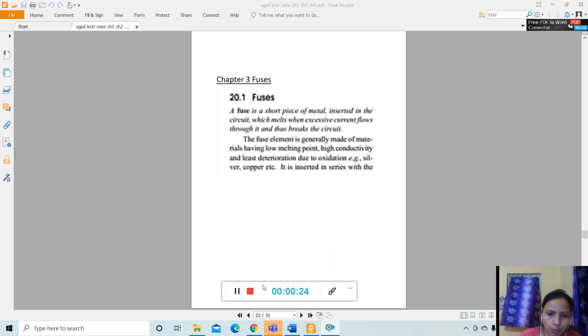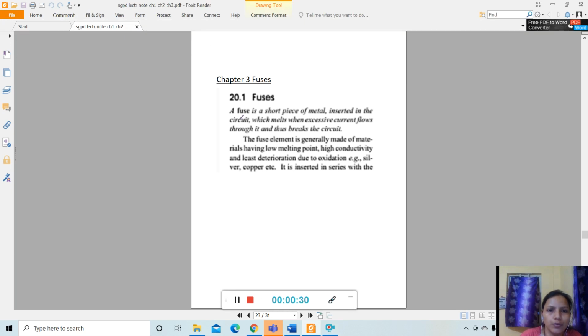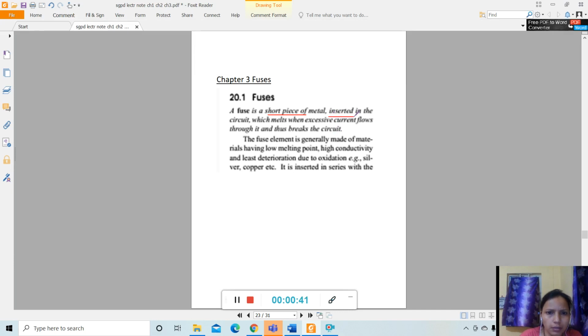First of all we will focus on the definition of fuse. What is a fuse? A fuse is a short piece of metal inserted in a circuit which melts when excessive current flows through it and thus breaks the circuit.